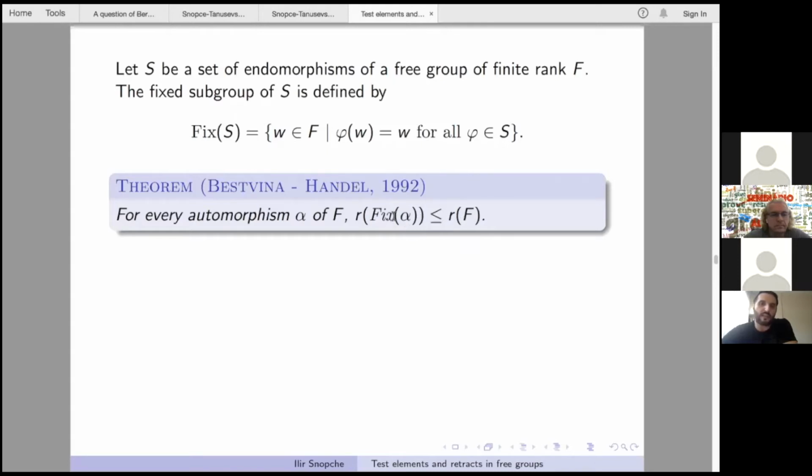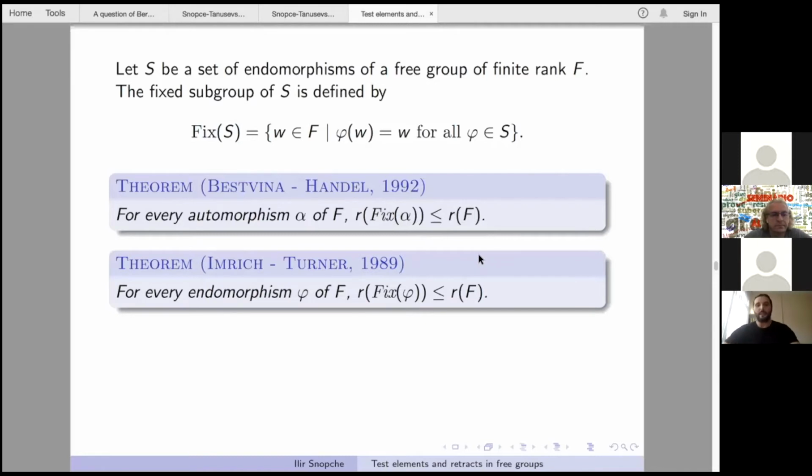Of course, this Fix alpha is a subgroup of F, so it's a free group. Then the question is, can we bound this rank? And actually, can we bound this rank in general? This is what was known at the time as the Scott conjecture, okay? So this was the first important step in the direction, a deep step.